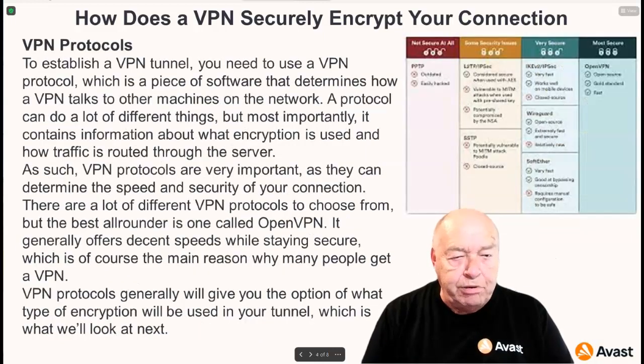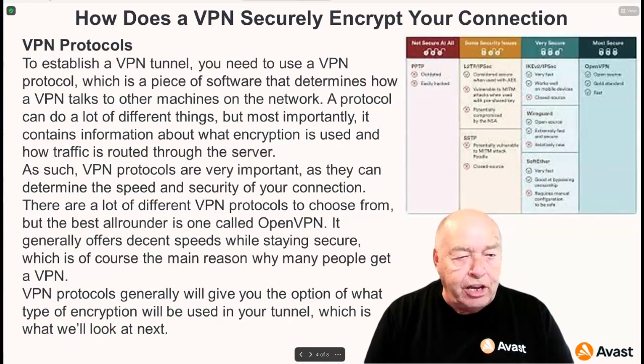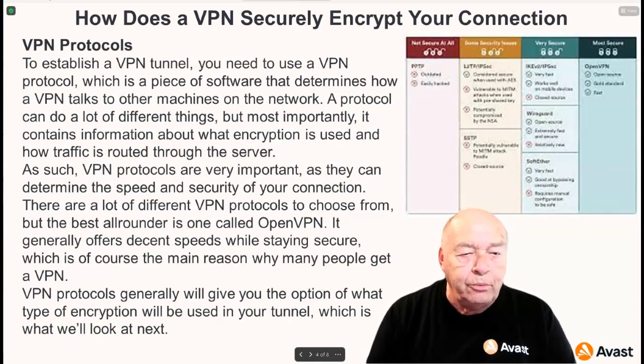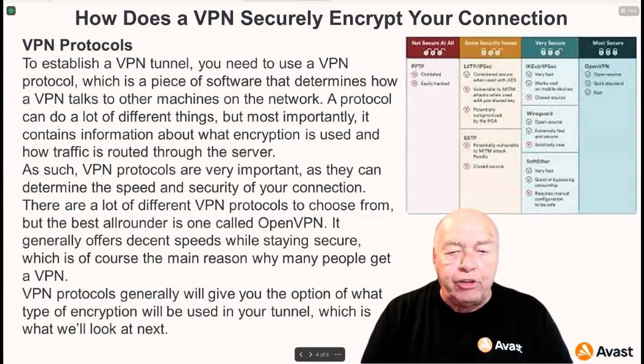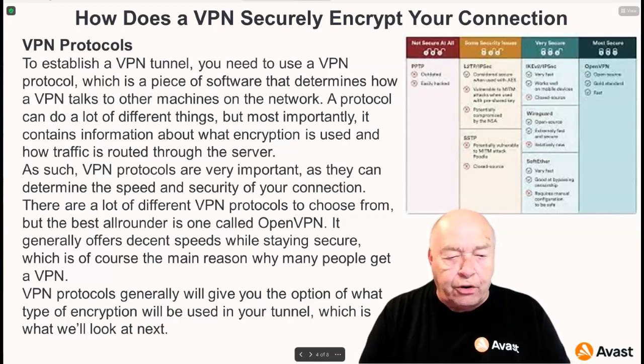To establish a VPN tunnel, you need to use a VPN protocol, which is a piece of software that determines how a VPN talks to other machines on the network. A protocol can do a lot of different things, but most importantly, it contains information about what encryption is used and how traffic is routed through the server. As such, VPN protocols are very important, as they can determine the speed and security of your connection.